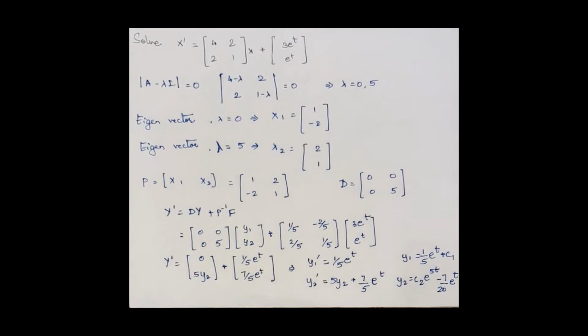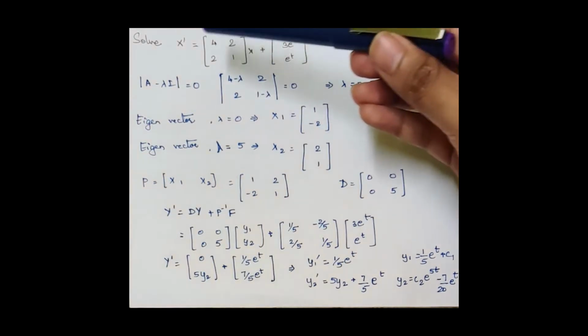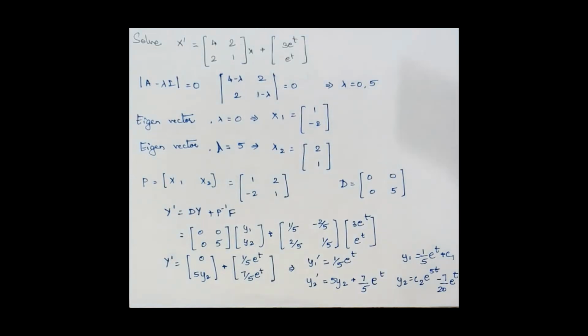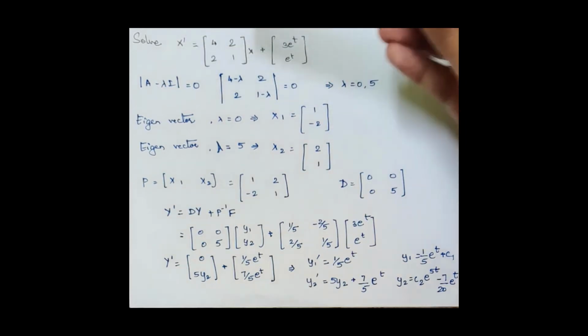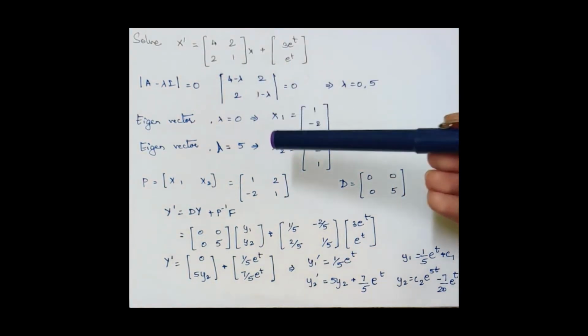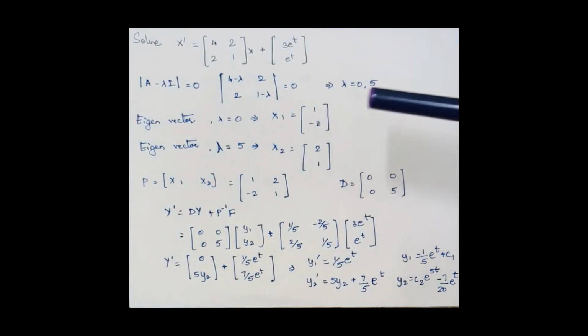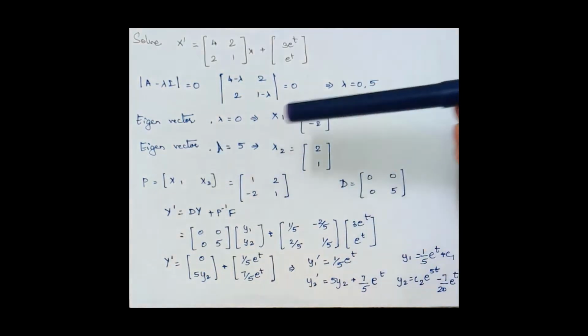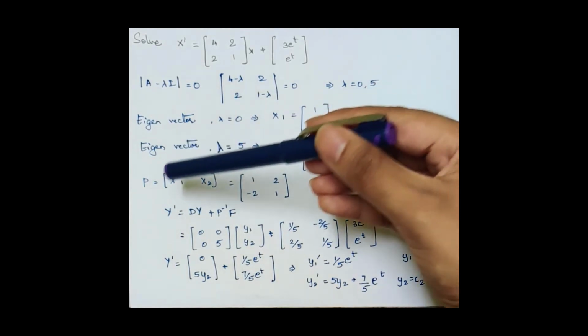Here's your first example. Let's consider that the equations are in the form of x dash is equal to Ax plus F, where this is A, you have x dash, x and this is F. So A minus lambda I is equal to 0. You apply this to find eigenvalues. From that you obtain the eigenvectors. Now you have two different eigenvectors. So you follow the general format. Now you are trying to find P, which is of the form x1, x2.